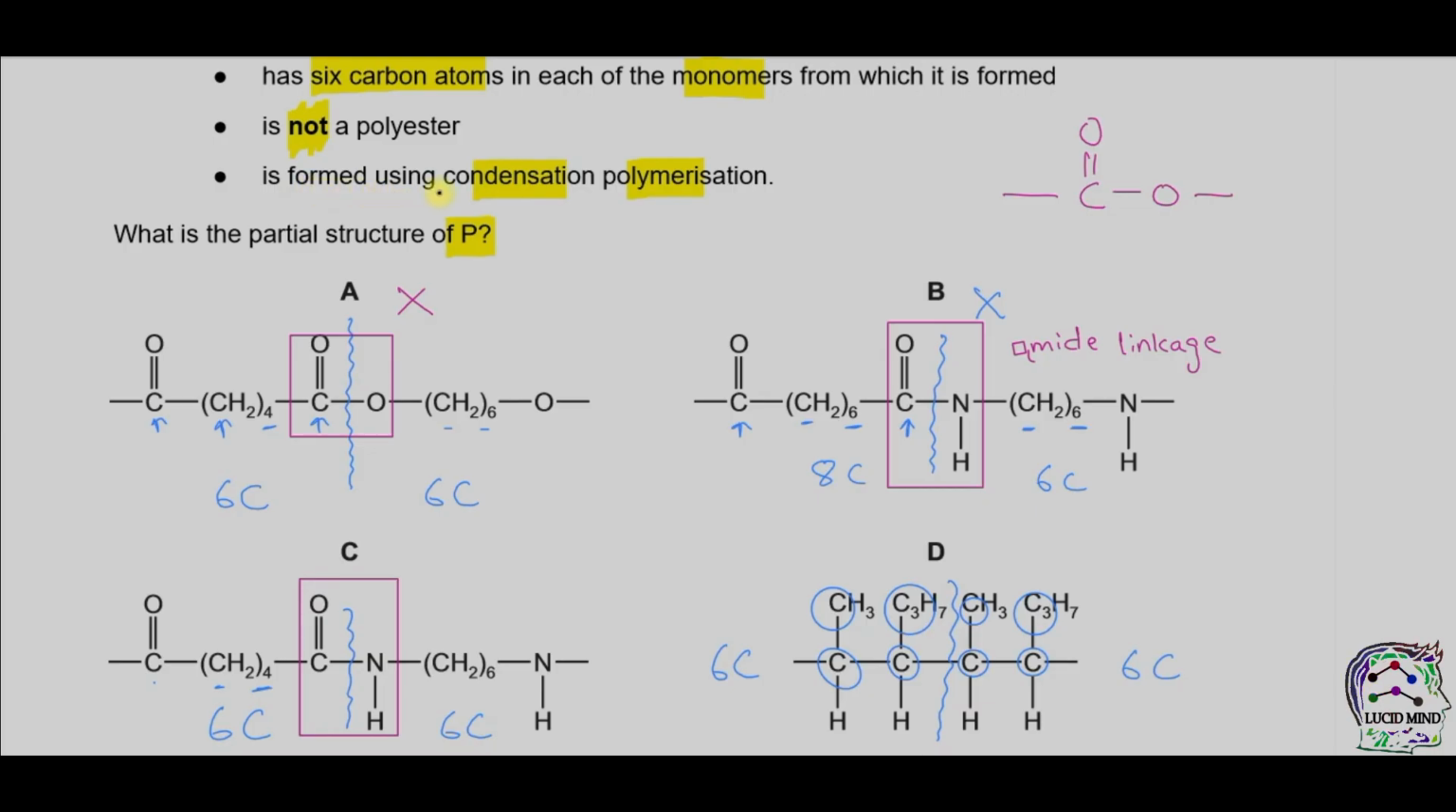Third option, it is formed using condensation polymerization. Now we know that when condensation polymerization takes place, we can have amide linkage or ester linkage. As ester linkage is incorrect, it must be amide linkage. In part D, we have a long chain of addition polymerization, so this is not a condensation polymerization example. So in part C, we have 6 carbon atoms in each monomer. C is not a polyester, it is a polyamide, and C is formed using condensation polymerization, so the answer is C.